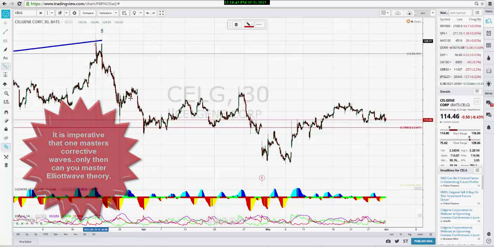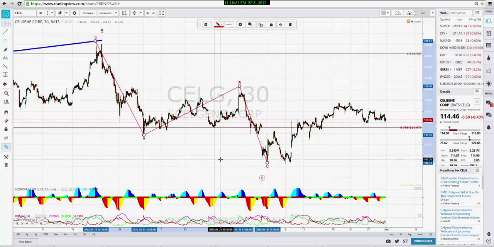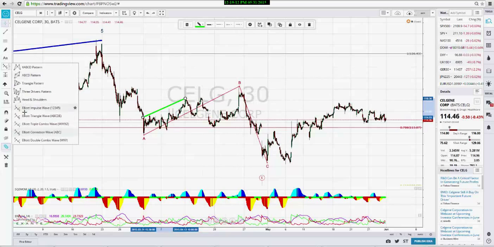Okay, so we have A, B, and C. How do I know that's A? How do I know that's B? How do I know that's C? Well, again, I see another leading diagonal here. So this is A of B, this is B of B, and this is C. So we'll label this again.